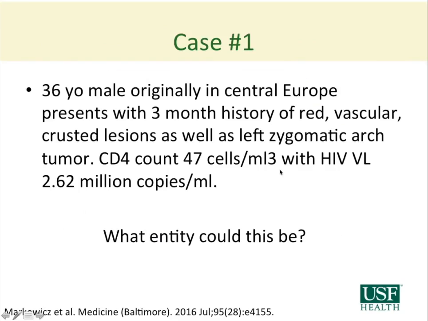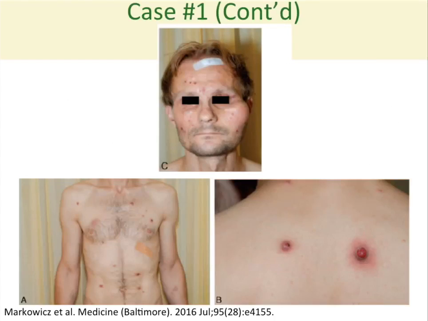All right, so some cases, just in terms of opportunistic infections. You have a 36-year-old gentleman in Central Europe, and this is actually from a report by Markowitz et al., coming with a 3-month history of red vascular crusted lesions and a left zygomatic arch tumor. CD4 count is 47 cells with HIV viral load of 2.62 million copies. So you have a gentleman who comes with red vascular crusted lesions and tumors. What could this be? If it's infectious, it can be a couple of things.